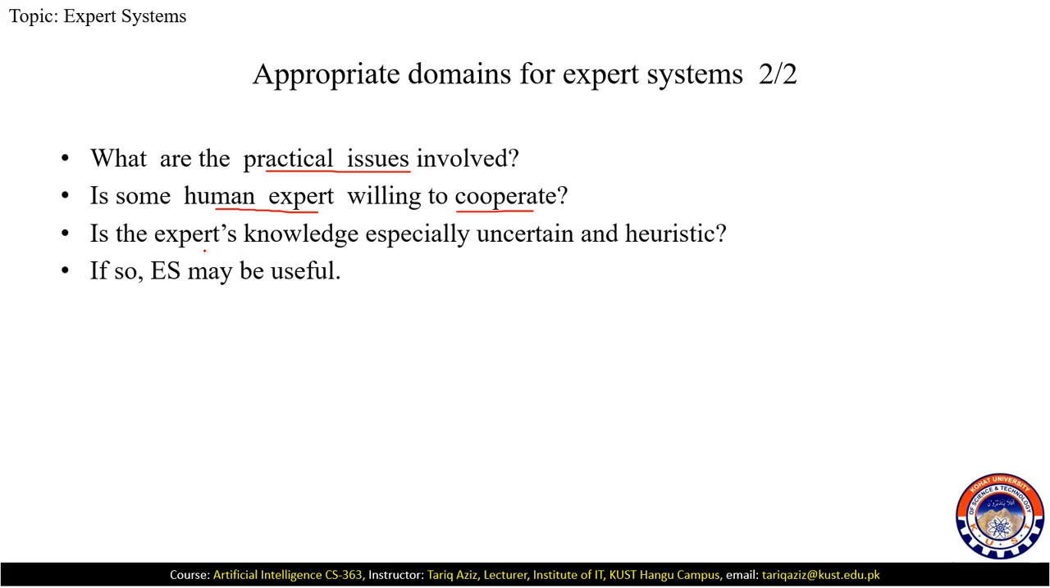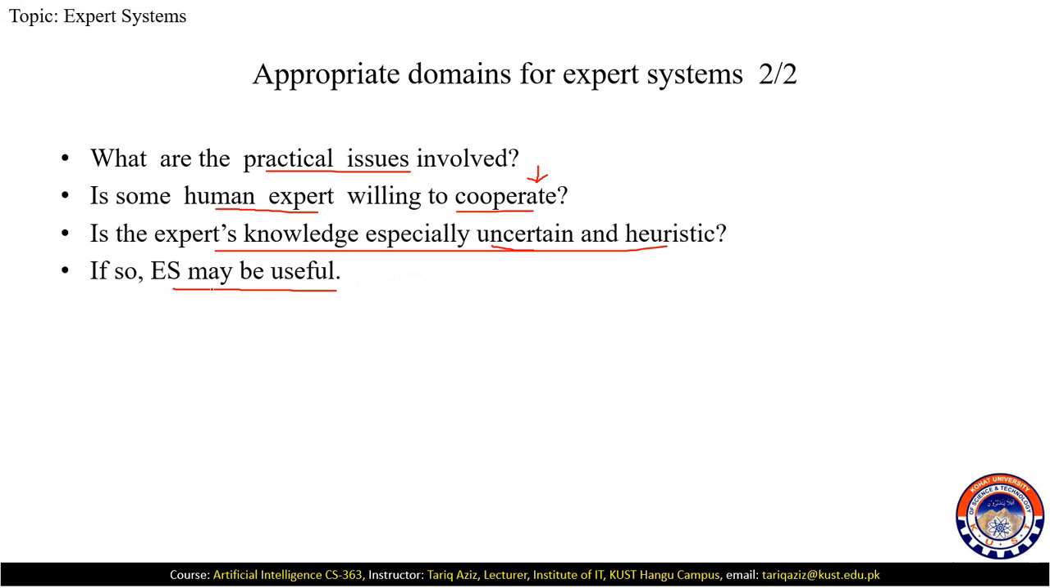The next question is: is the expert's knowledge especially uncertain and heuristic or not? Okay. And finally, if so, an expert system may be useful. So these are the practical considerations which we have to consider. First of all, we need to know whether the human expert will cooperate or not, and the second thing is whether his knowledge is well established knowledge, we can say. Okay, if so, then we can develop an expert system.